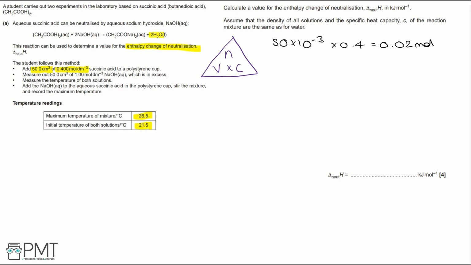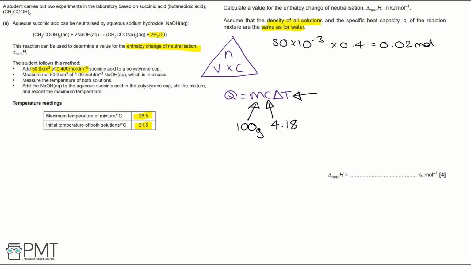Next, we're going to use q = mcΔT. If we label this equation with the information we already know, m is mass, and that will be the total volume because we're told that the density of all solutions is the same as water. So 1 cm³ equals 1 gram. And the total volume is 100 cm³, so our total mass would be 100 grams. c is specific heat capacity. Again, we're told it's the same as for water. So in our data sheets, we're told that it's 4.18.